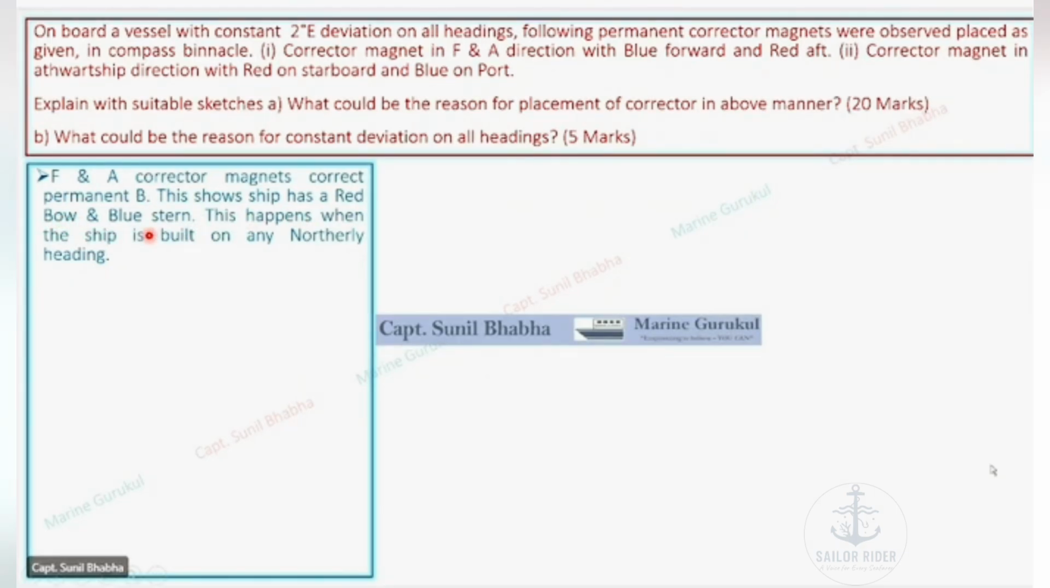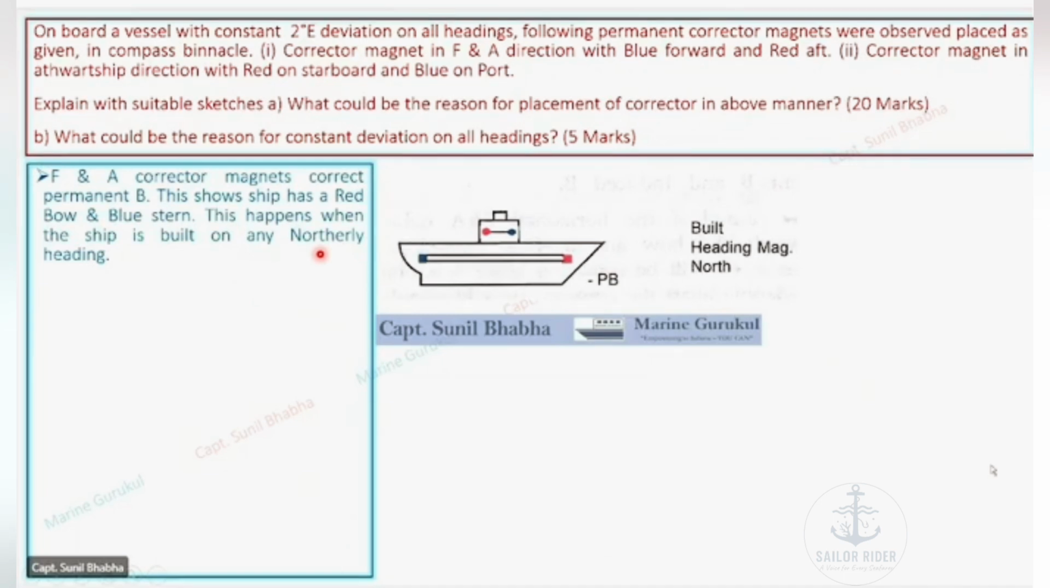Now a red bow and a blue stern happens when the ship is built on any northerly heading. Let me show this to you using a diagram. You can see a particular ship here. Now let us assume that this ship is being built in the yard on a northerly heading.